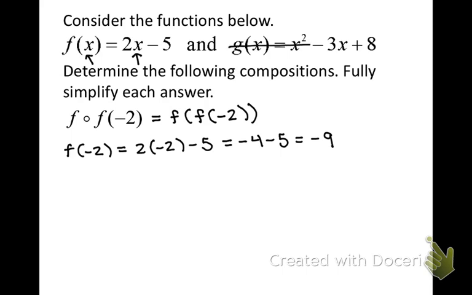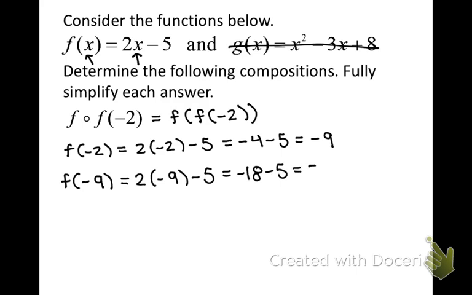So keep in mind, this problem asks me nothing about g of x. So now I'm looking at f of negative 9, which is going to be 2 times negative 9 minus 5. So we're looking at negative 18 minus 5, which is negative 23. So our final answer here, f of f of negative 2 equals negative 23.